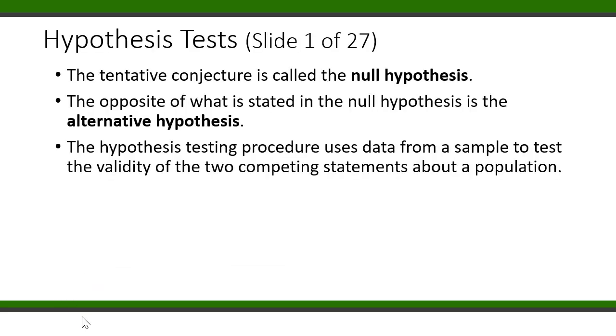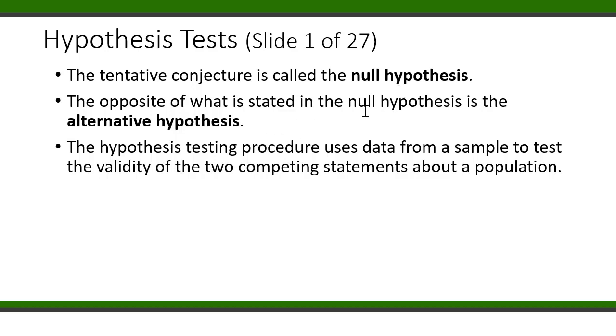So the first thing we'll talk about is the null hypothesis. The null hypothesis is typically something you want to prove wrong. That is, you want to state it in such a way that your results will refute it. What we're really after, though, is the alternative hypothesis, and that is typically going to be the opposite of the null hypothesis. What we will do then is use data from a sample to test how valid the two statements are.